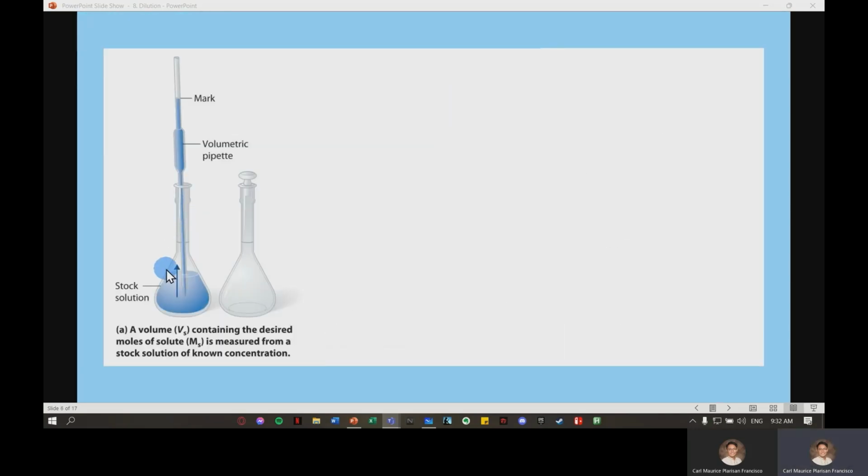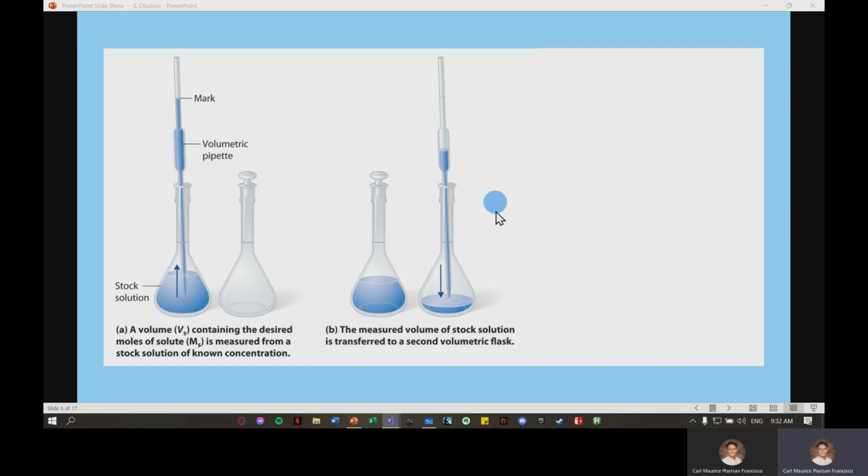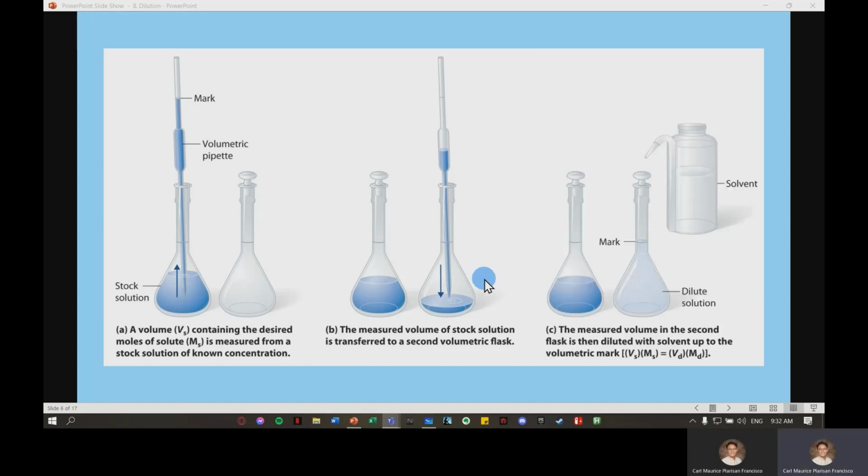So starting with this, meron po tayong dalawang volumetric flask, itong nasa kaliwa at kanan. Itong nasa kaliwa ay mayroon pong nilalaman na stock solution. Gamit ang volumetric pipette, kukuha ng stock solution of known concentration up until this particular mark. Then after, we'll be transferring that amount of solution to the second flask. After which, using this particular bottle, say for example, this is a wash bottle containing water as a solvent, we need to pour solvent or water to the second flask up until the mark. And this entails the dilution process.